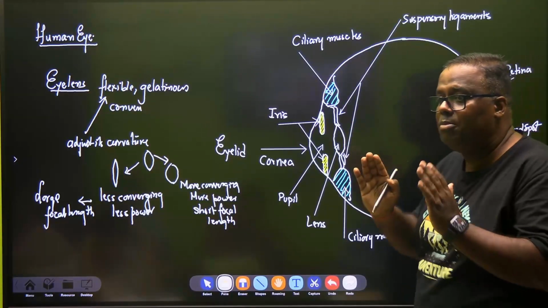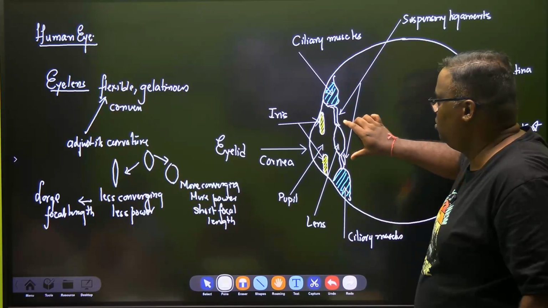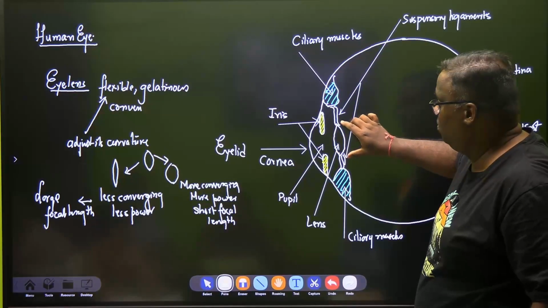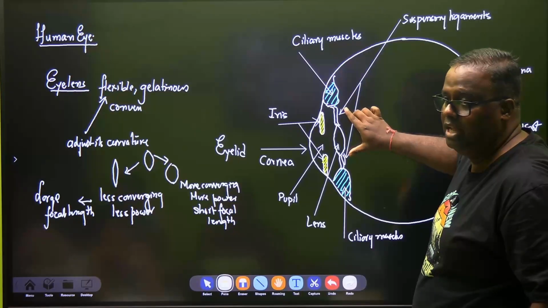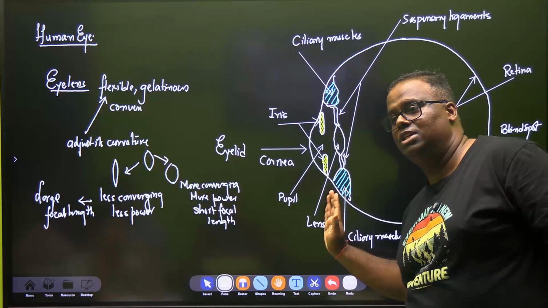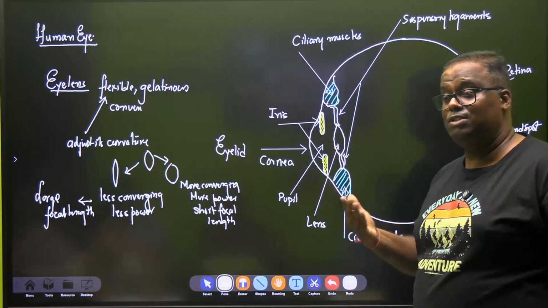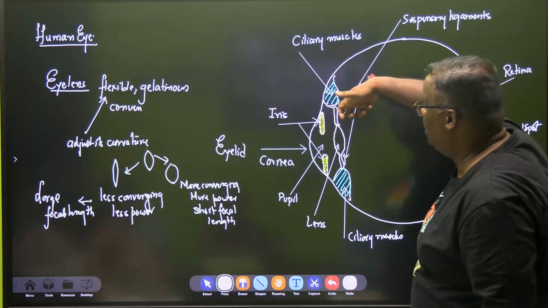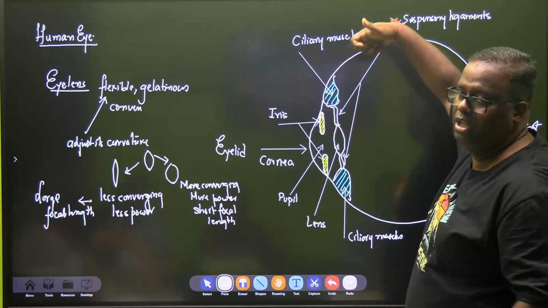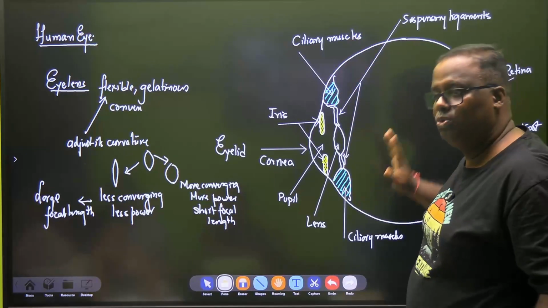When the lens becomes thin, please understand, what happens to the size of the lens? The size of the lens increases in length. Ciliary muscles are pushed upwards and downwards. The ciliary muscle is said to be relaxed. This is very important. The suspensory ligaments will actually pull the lens. Please understand, these muscles want to relax.